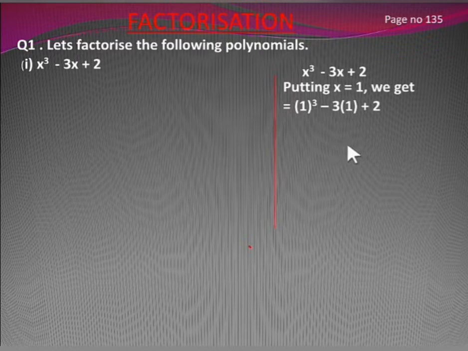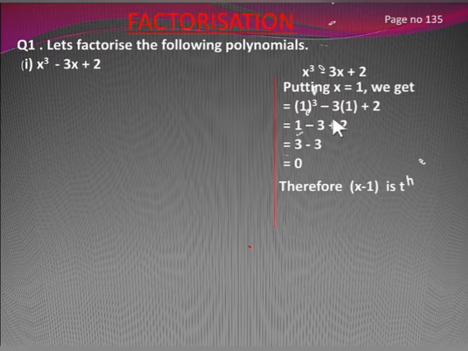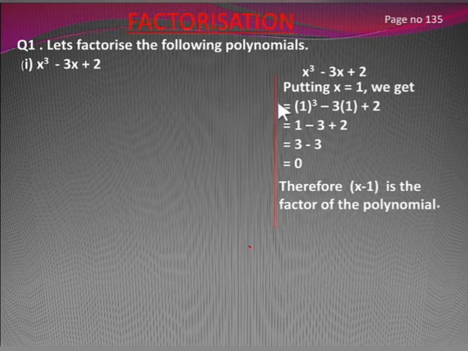1 cube is equal to 1. 1 cube means 1 into 1 into 1 equals to 1. Minus 3 into 1, 3 ones are 3, plus 2. Now we have to add 1 and 2, we get 3. And this minus 3. 3 minus 3 equals to 0. So we see that this whole equation becomes 0 when we put the value of x equals to 1. Therefore, x minus 1 is a factor of the polynomial.